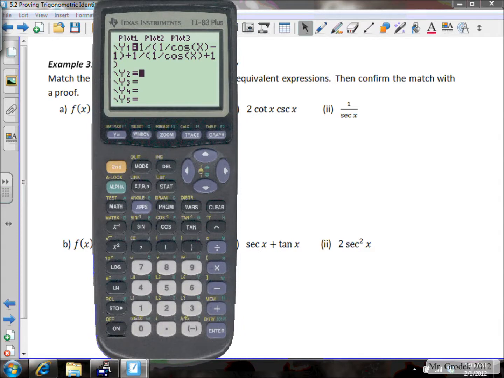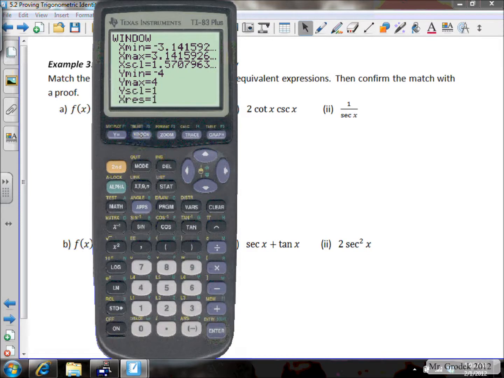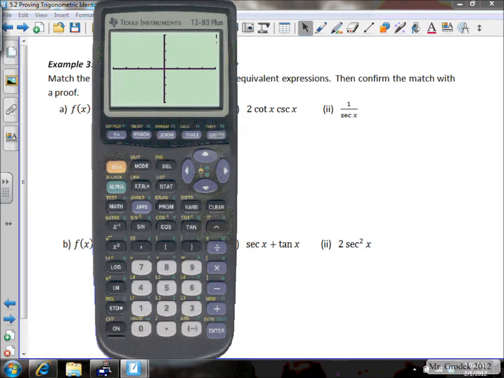Then what we'll do, for 2 cotangent of x, cosecant of x, we'll have 2 divided by tangent of x. Let's put these both in parentheses here. Tangent of x times sine of x. We'll see which one matches. Window, we can go negative 2 pi to 2 pi. And negative 4 to 4 should be sufficient.